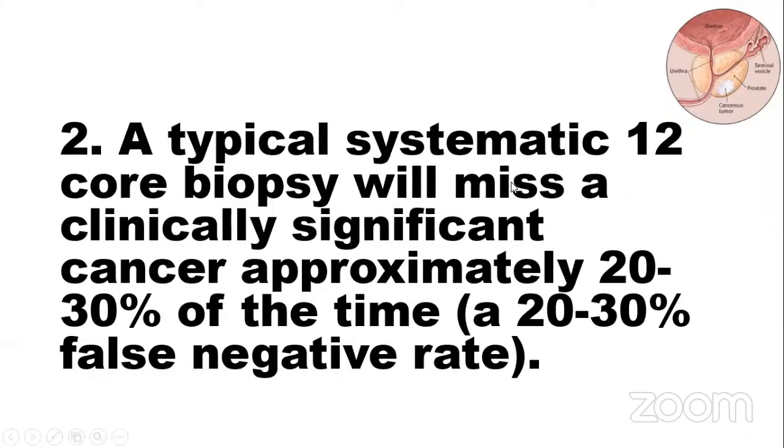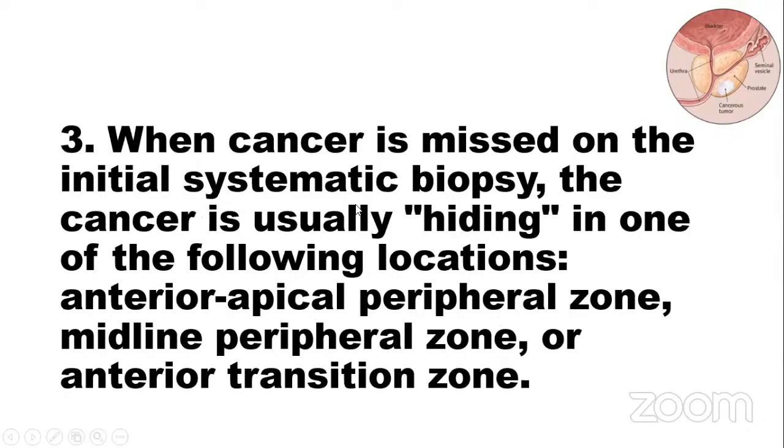A typical systematic 12-core biopsy will miss a clinically significant cancer approximately 20 to 30% of the time. So there is a 20 to 30% false negative rate in a typical systematic 12-core biopsy. When cancer is missed on the initial systematic biopsy, the cancer is usually hiding in one of the following locations: anterior apical peripheral zone, midline peripheral zone, or anterior transitional zone.